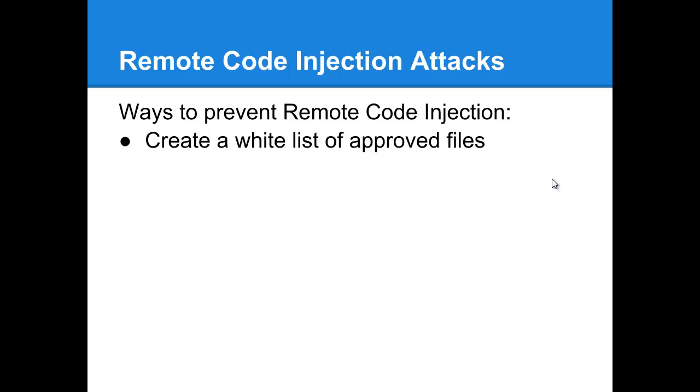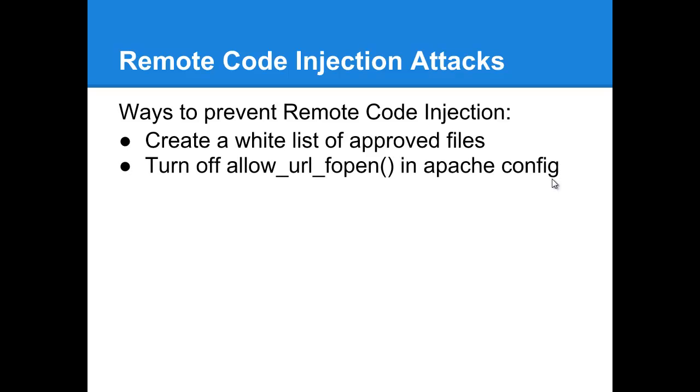Ways to prevent remote code injection. The best way is to use a whitelist of approved files. So anything that doesn't exist within that list of approved files is not going to run. The next thing is turn off allow_url_fopen in the Apache config. Whatever you're doing, I recommend that you turn this off regardless. There are ways that you can pull the file in using curl, which is a much safer approach. So turn off allow_url_fopen, or use a whitelist of approved files.